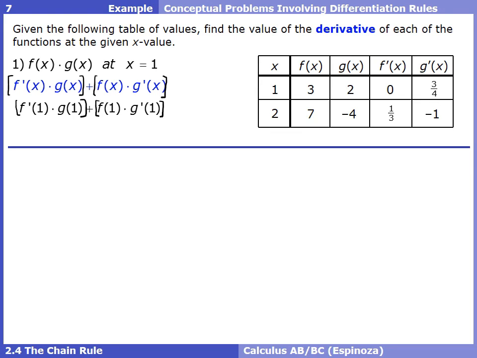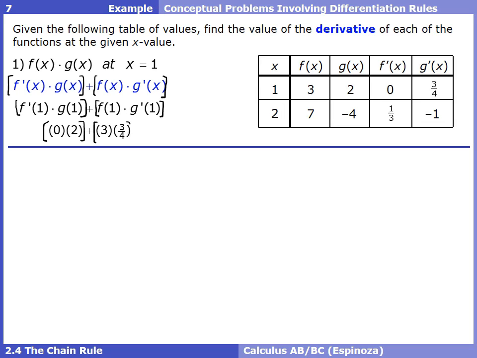So going over to our table here, we can look up these numbers. F prime of 1 is 3, g of 1 is 2. I'm sorry, f prime of 1 is 0 actually, if you look at the table, and g of 1 is 2. F of 1, and I'm going to box that or put brackets around that real quick. F of 1, if you look in the table, is 3. G prime of 1 is 3/4.